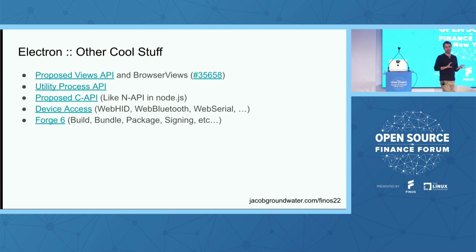Another item is if you've ever used Node, they have an NAPI-like header that, when you're writing a native Node module, simplifies a lot of the complexities with trying to integrate with a version of V8 and Node. We have a proposed similar set of headers that would give you access to Electron internals and Chromium internals.